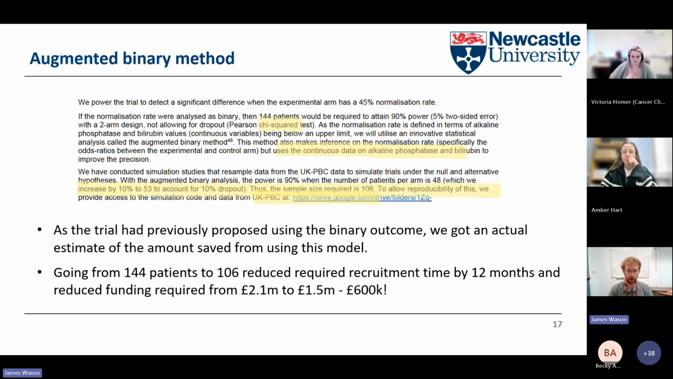And this is therefore a big reduction in the number, which shortens the required recruitment time and the cost of the trial. So in this case, we reduced the cost of the trial from just over 2 million to 1.5 million, which is quite a large saving. And it's quite nice as a statistician to get a quantitative impact financially on how much money and time a method could save. And this was funded, and the trial is currently ongoing.